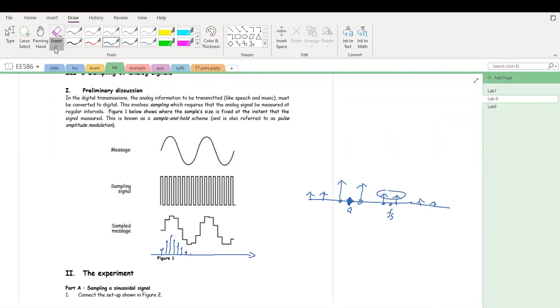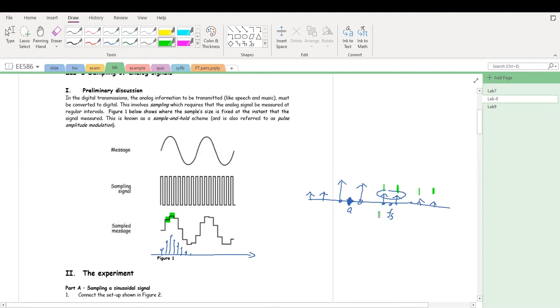If we look at the spectrum for the sample and hold signal, we still observe many copies of the original signal here. For example, if this is a cosine signal, we will have copies of the original spectrum, but the magnitude has been decayed in the sinc function style because there's a small rectangular here, there's a small rectangular here. So therefore, the magnitude for the replica here is no longer the same magnitude anymore. It's decaying in the sinc function shape.